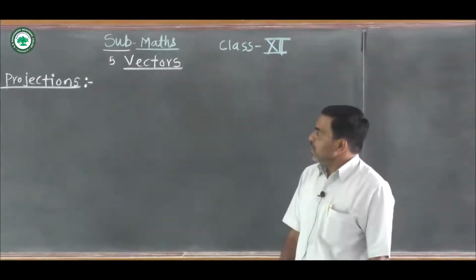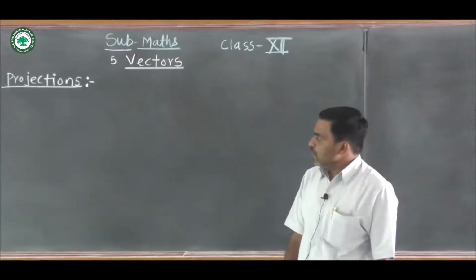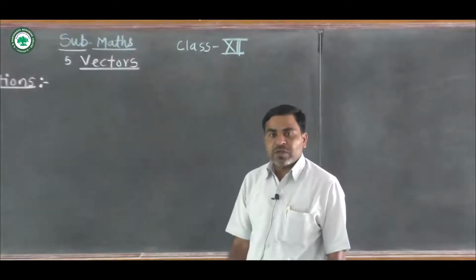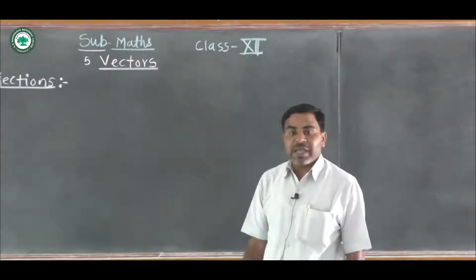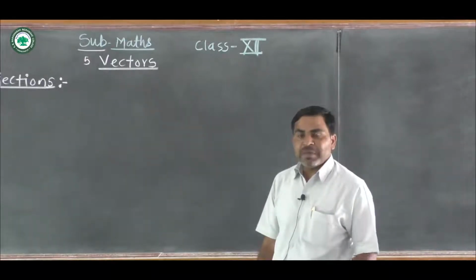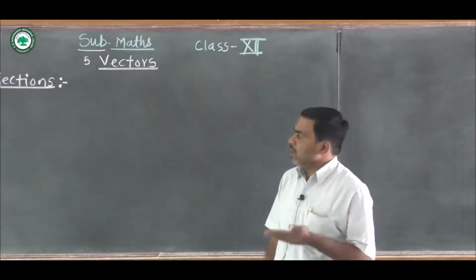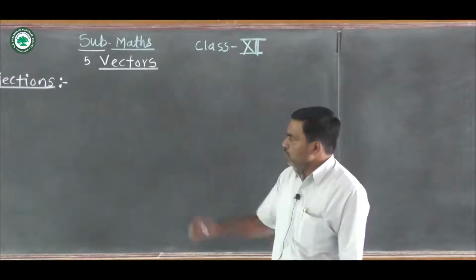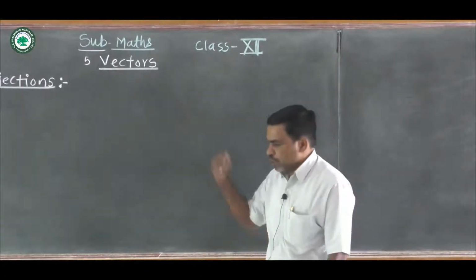In the previous lecture, we have seen the dot product, meaning the scalar product of two vectors, and the examples on the scalar product, the dot product. Now today we are going to see projections.